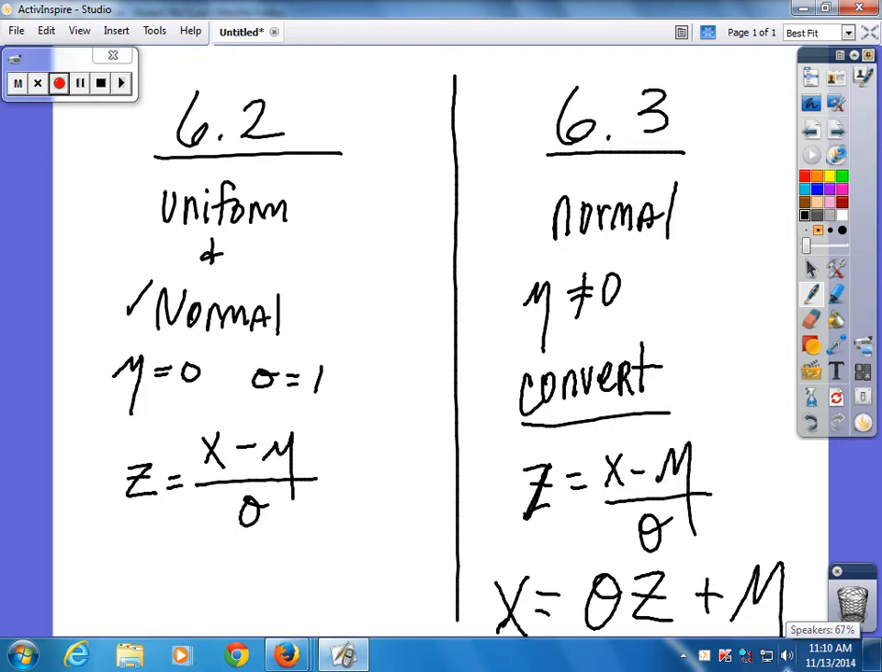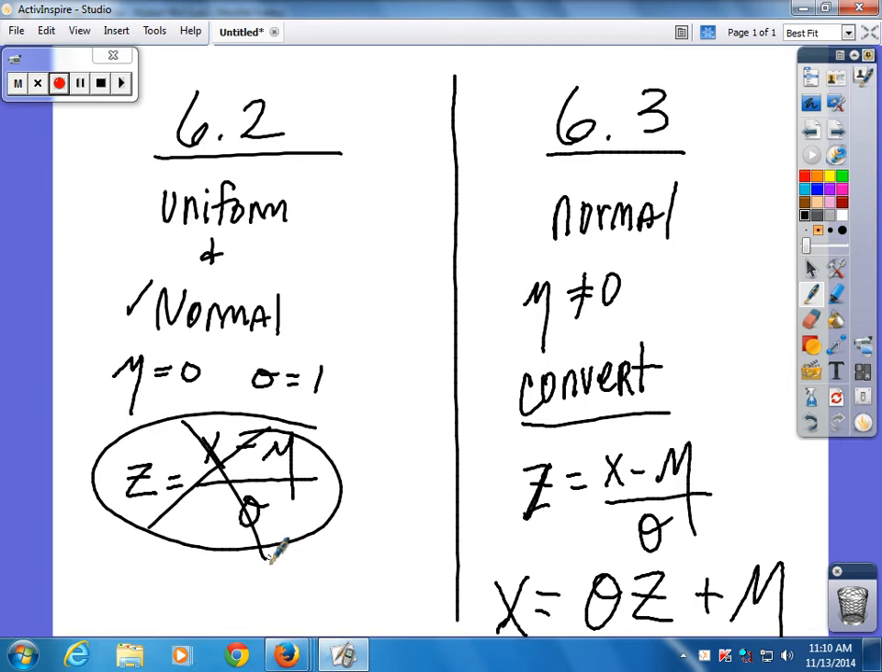You really don't have to do this in 6.2 because they give you this and you just use this as a z-score. So you don't really have to do this in this section. But this one you have to, because mu is not equal to 0, so you're going to have to convert to get a z-score. Okay, so that's the difference between the two sections. Let's go ahead and look at a problem.